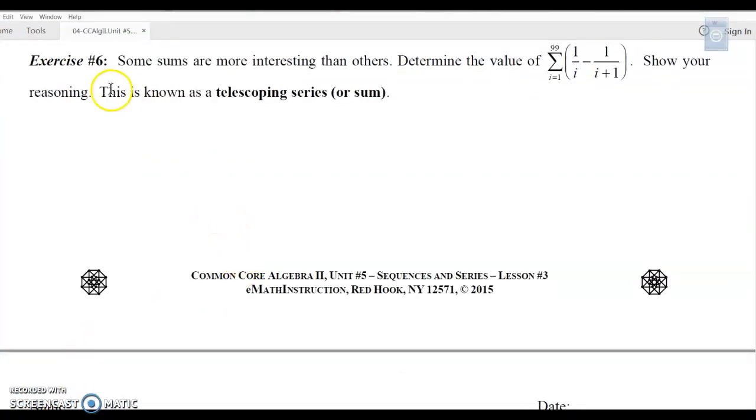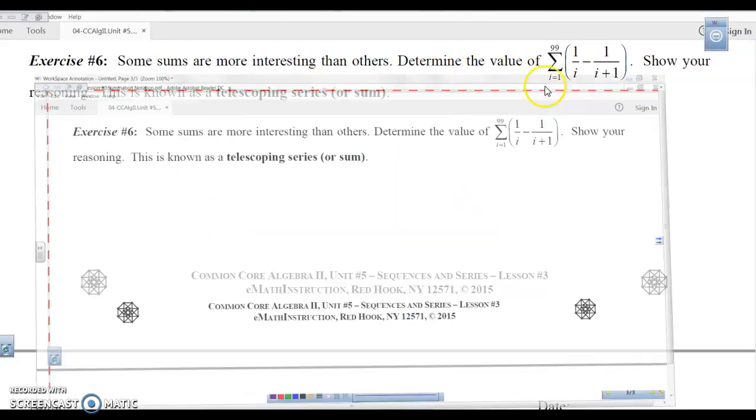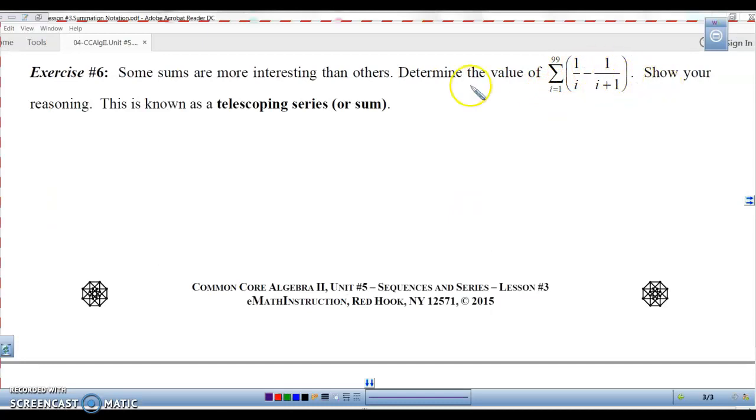Okay, so let's look at the last exercise. Some sums are more interesting than others. Determine the value of the summation here. Show your reasoning. This is known as the telescoping series or sum. Okay, so let's set up our sum that we have here.